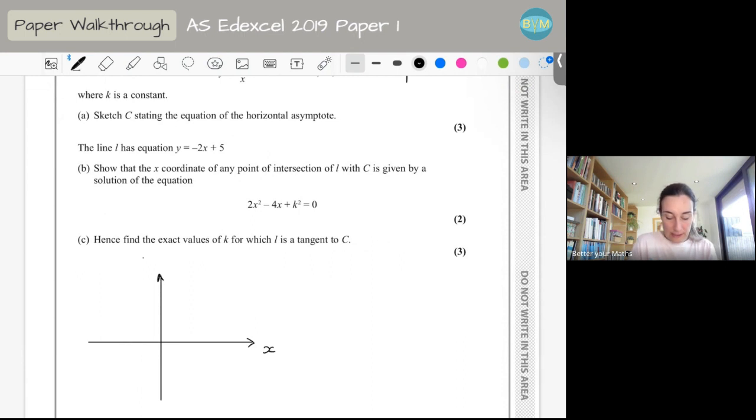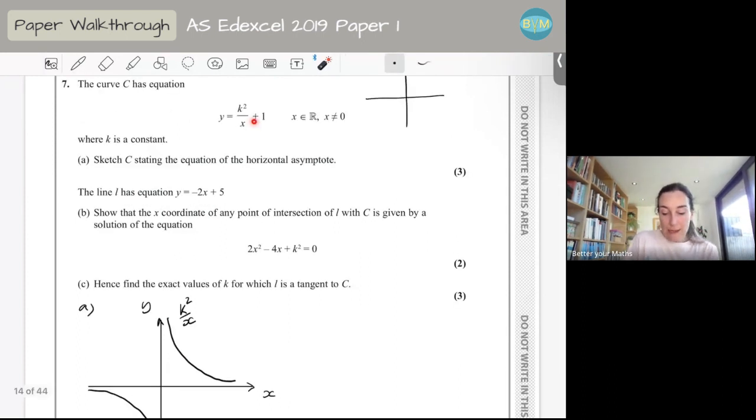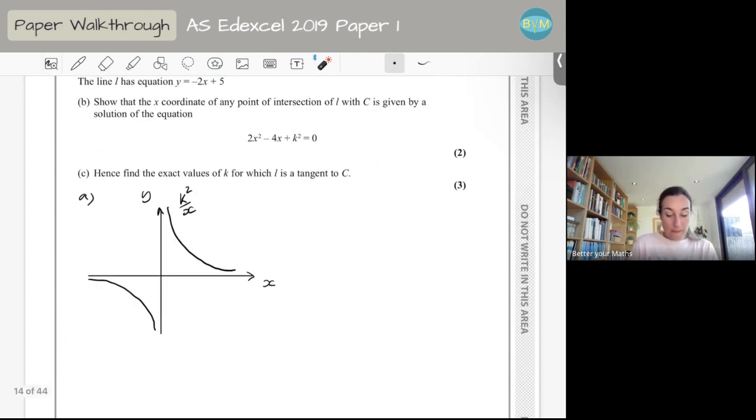This is x, this is y. Your graph is doing something like this. This is k squared divided by x. But what you are doing is adding 1 to the y, so you are doing f of x plus 1. Remember the transformations? I am adding 1 to all my y's. So all my y's are going up by 1, which means my asymptote is going to go up by 1, and the whole thing is going to go up by 1.